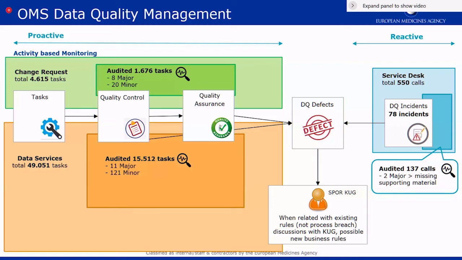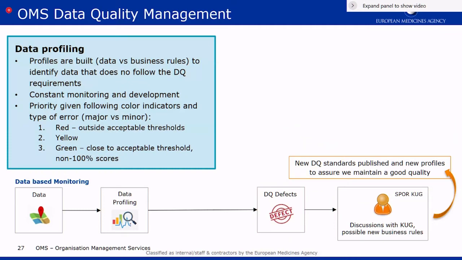Another proactive way that we saw in the previous slide is data profiling. Those profiles, as I mentioned, are built to compare the data that we have against our business rules and to identify any hiccups, any discrepancy between them. So this is a constant monitoring and development activity, linked with those data quality defects that we saw. Every time the key user group decides to publish a new business rule, we will update our data quality standards, publish the new rule, and of course monitor and create a new profile to make sure that rule is being followed and we do not create anything that goes outside that rule.